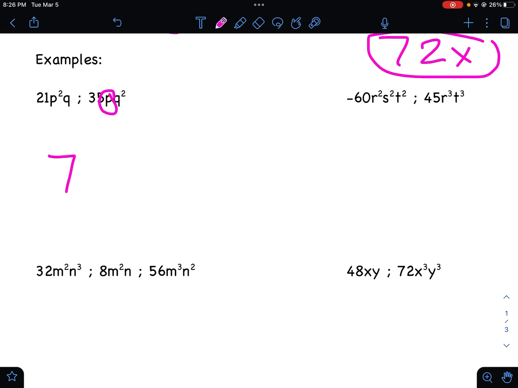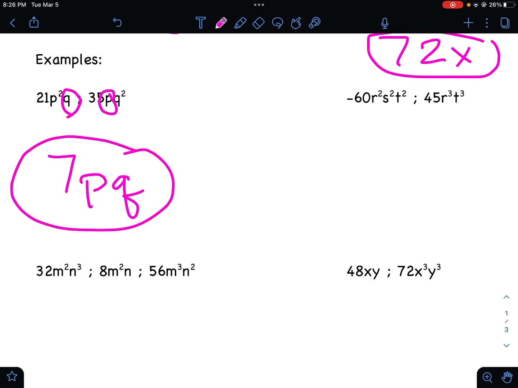And then there is 1 P here, so the most they can have in common is 1. And there's only 1 Q here, even though this one has 2. So there's only 1 Q. And so that's my final answer.